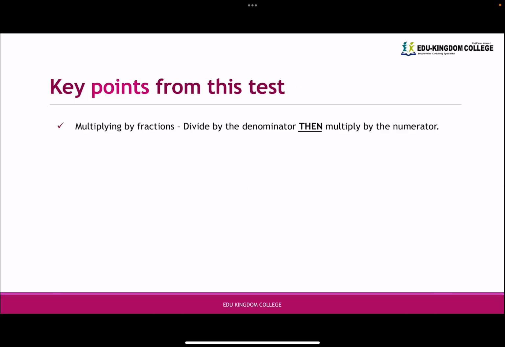Okay, so that brings us to an end for today's solutions video. Again, our only overview is multiplying by fractions: divide by the denominator first, and then multiply it by the numerator.